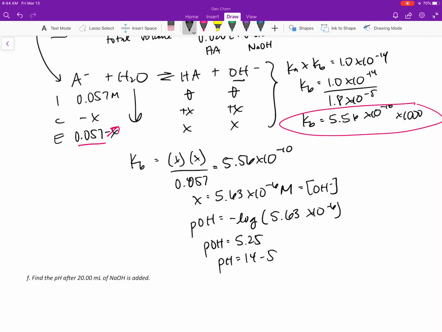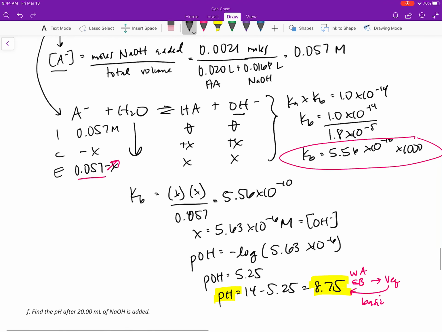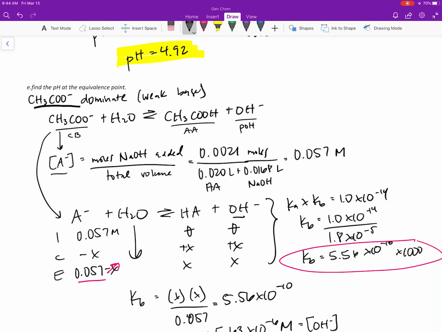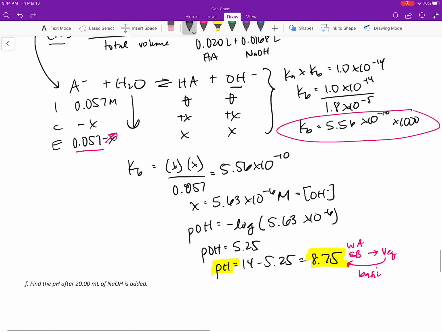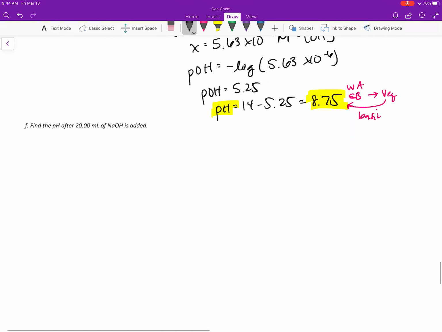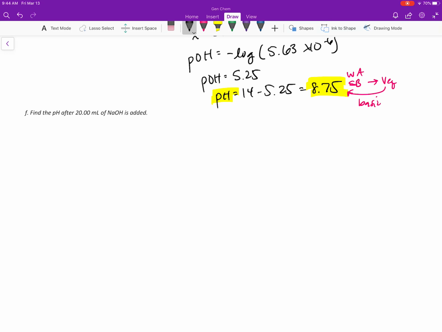So to solve for the pH, I'm going to take that number and subtract it from 14, which gives me a pH, which is basic, of 8.75, which would make sense because I'm taking a weak acid and titrating with a strong base. So VEQ would be expected to be a basic pH based on all those curves we've done before. Okay, so the key here is that because this is the dominant species, we need Kb for our ICE table. All right, almost there.